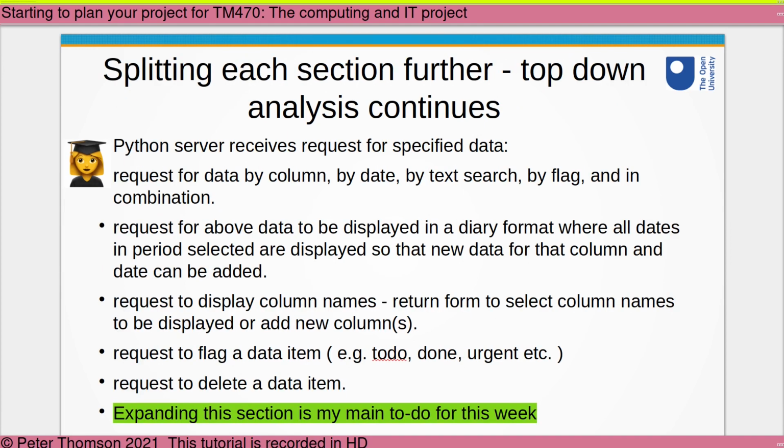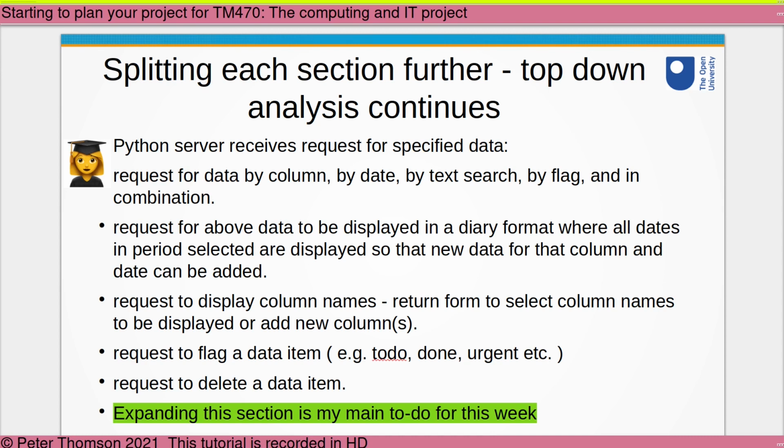Python server receives a request for specified data. Request for data by column, by date, by text search, by flag, and in combination. Request for the above data to be displayed in a diary format where all dates in a selected period are displayed so that new data for that column and date can be added. A request to display column names. Return the form to select column names to be displayed or add new columns.